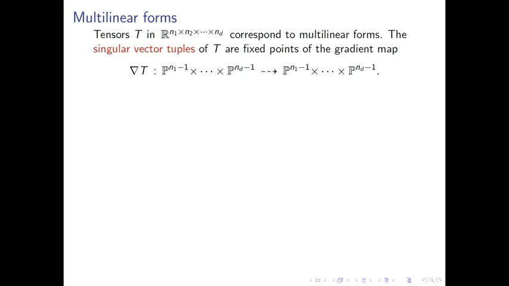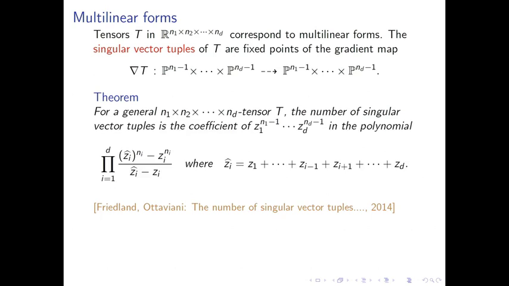So now I'm looking at a product of D projective spaces, and by definition, a singular vector tuple is a fixed point of the gradient map, thought of as a self-map of the corresponding product of projective spaces. There's a finite number of those singular vector tuples, and the number is counted by the following theorem.